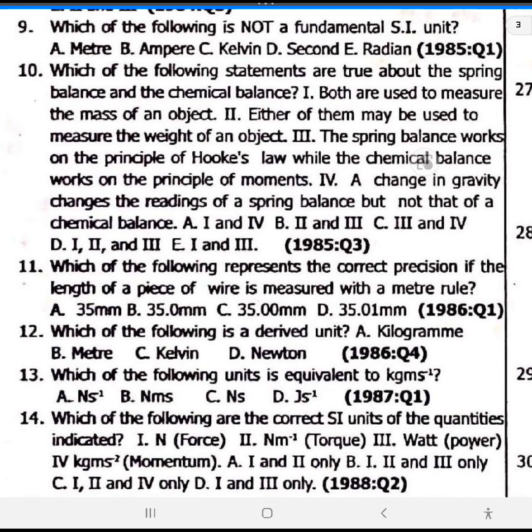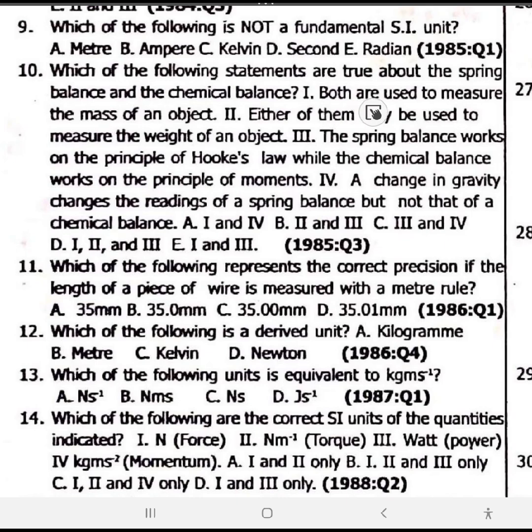That's good. Which of the following statements are true about spring balance and chemical balance? Do not forget, spring balance measures weight, chemical balance measures mass. So you would go through, let me see, option A. So both are used to measure mass. This is not true. This one is definitely not true.